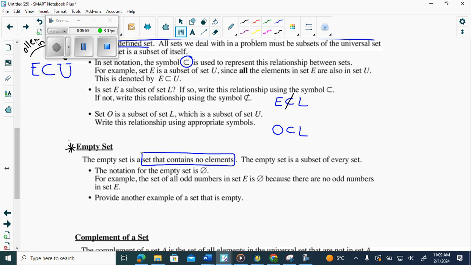So the empty set is a subset of every set. That's a key thing that people forget about. The empty set is a subset of every set. The empty set is listed as a 0 with a slash in it. If you forget, not a big deal. It's actually on your formula sheet. 0 with a slash there is the empty set. Okay? And we talk more about that later. It doesn't make a ton of sense right now.